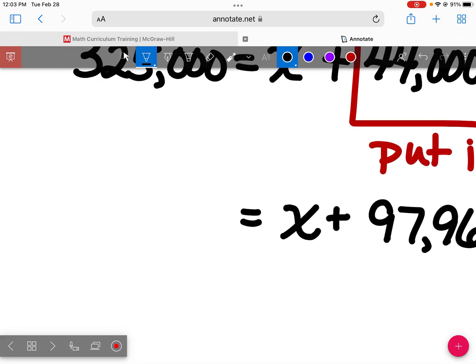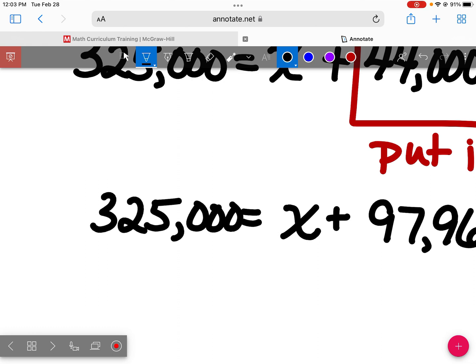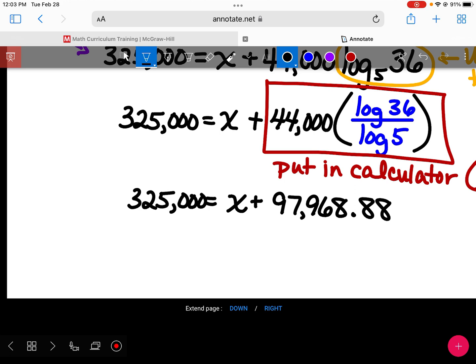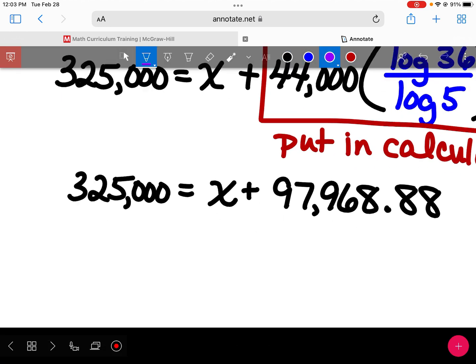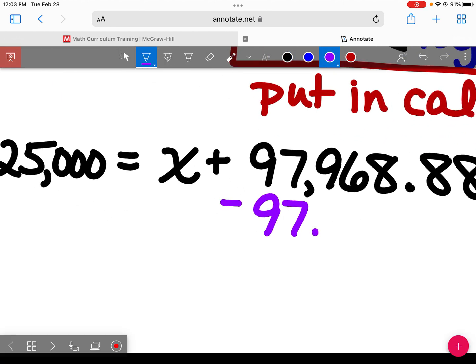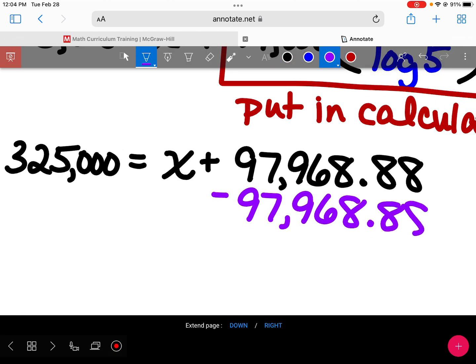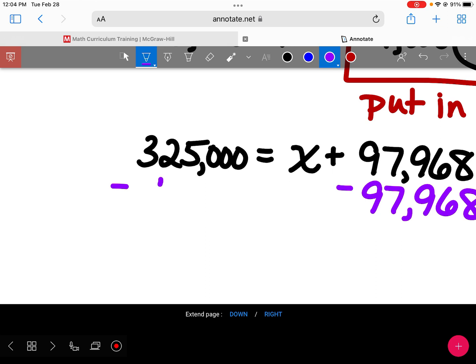What would I need to do now to get X all by itself? Yep, subtract that from both sides. So I'm going to subtract this 97,968 and 88 cents from both sides.